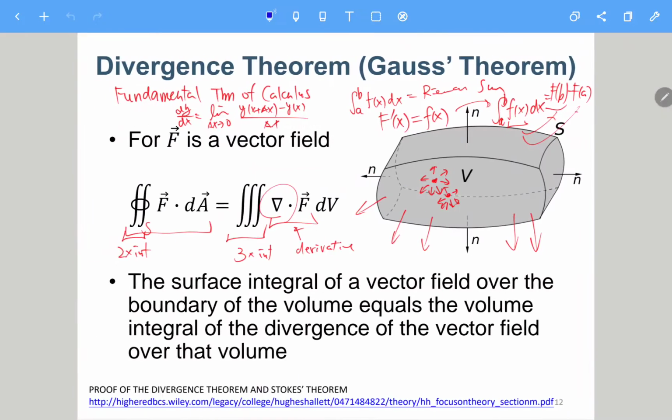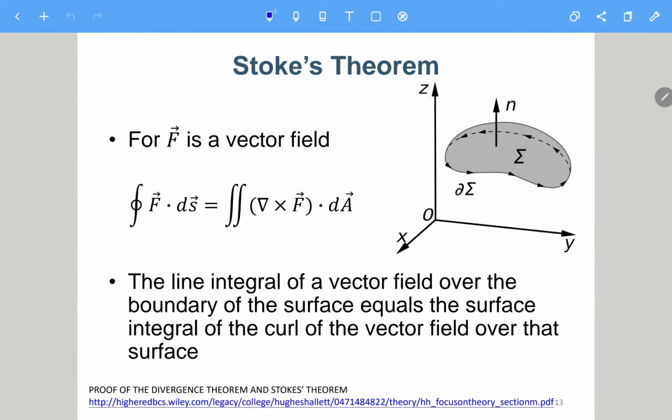Okay, so after finishing the divergence theorem, we'll also talk about Stokes' theorem. This is another type of the fundamental theorem of calculus. Here we have a line integral, which is like 1 time of integration, and this is a double integral, which is like 2 times of integration, and then here we have a curl. Curl is still like 1 time of derivative. So it's also like 2 times of integration.